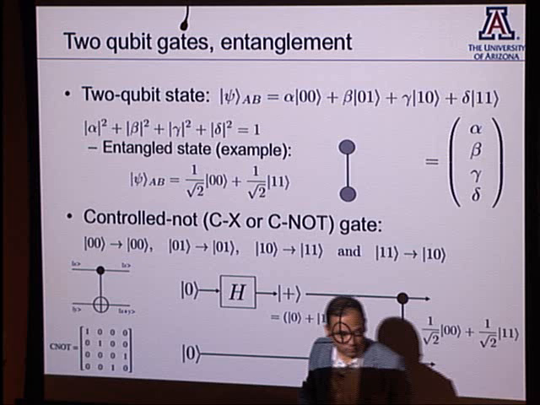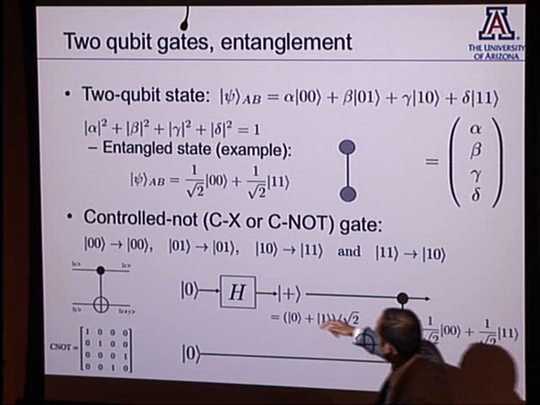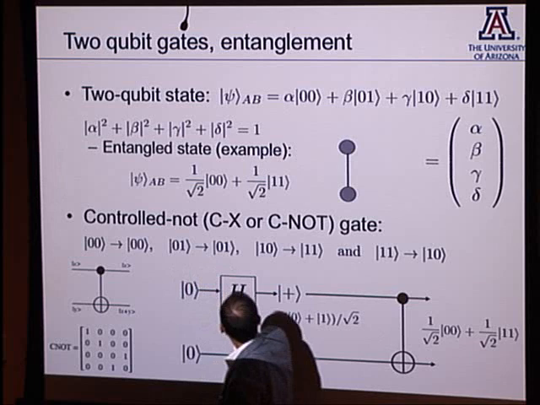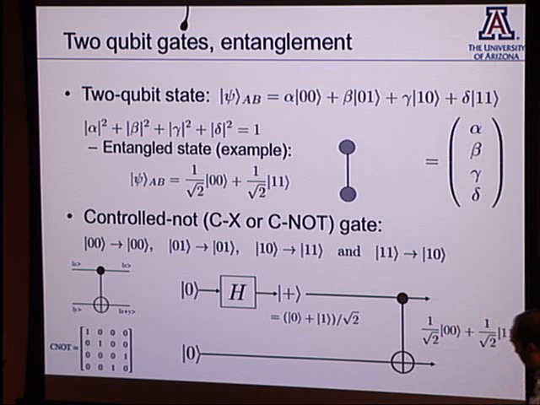So if the first qubit is 0, then the second qubit remains the same. So 0 remains 0, 1 remains 1. But if the first qubit is 1, then the 0 gets flipped to 1, 1 gets flipped to 0. Okay? So let's see one simple example of preparing an entangled state.